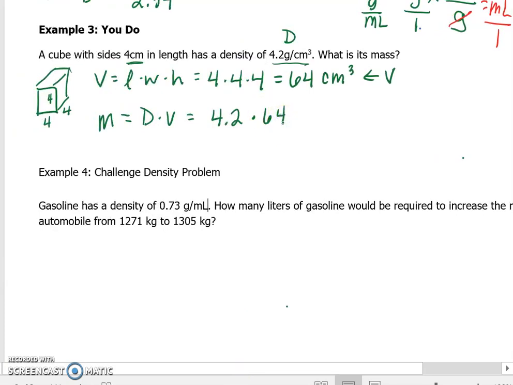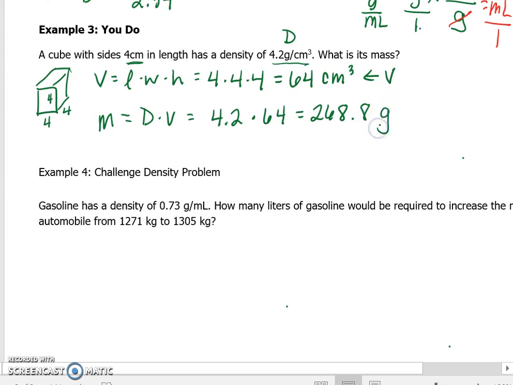And so using my calculator, 64 times 4.2 gives me a mass of 268.8. Once again, it doesn't really matter where you round to. That was the answer my calculator gave me, so that's good enough for now. But I do still need a unit, and the unit for mass is grams.